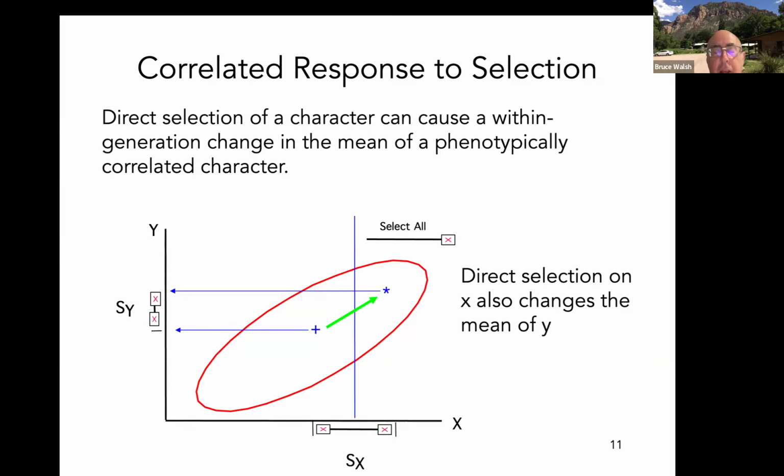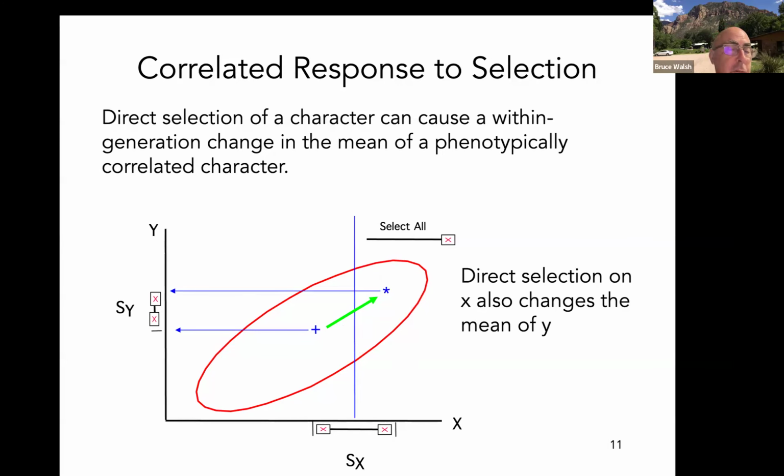And the reason it works on X is that I've directly selected on X. So if I select on a single character, the Breeder's equation holds. The reason it doesn't work on Y is I haven't selected on Y. I've selected on X, and Y comes along as a correlated response. Here, that correlation is because X and Y are phenotypically correlated. But does that translate into a change in the breeding values?